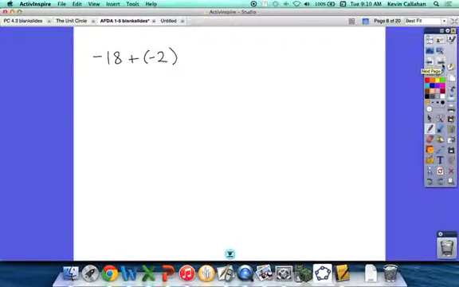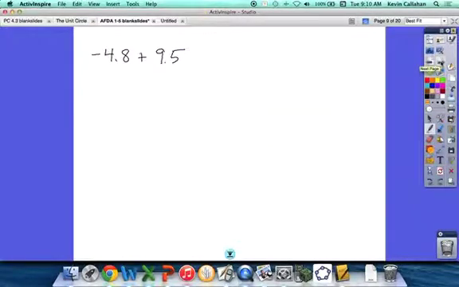How about negative 18 plus negative 2? Is it going to be negative or positive? Negative, right? You're starting negative and you're going even more negative. So are you going to add or subtract these numbers? If I just take the 18 and 2, what am I going to do to those? I'm going to add them, right? I'm going to get 20. But because they were both negative, it'll be negative 20. So when they have the same sign, you just add them up and repeat the sign.